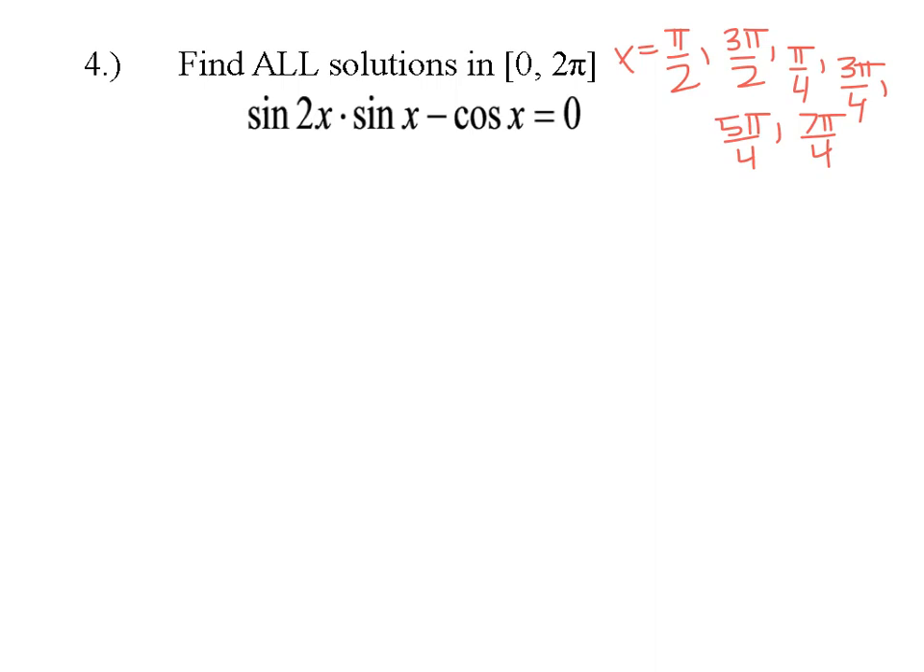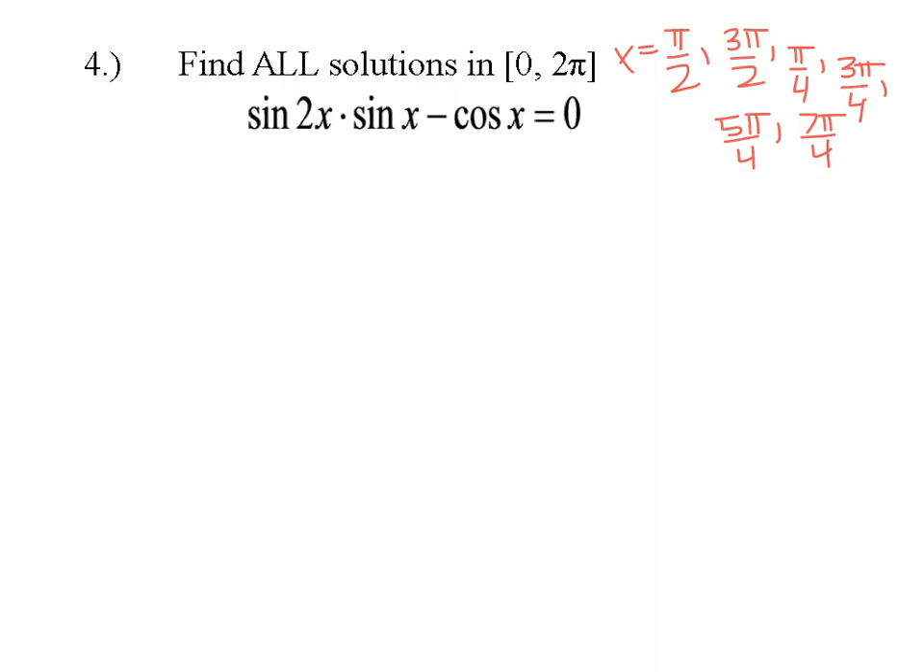All right, so for example number 4, if you've already worked it out, you should have gotten 6 solutions. Pi over 2, 3 pi over 2, pi over 4, 3 pi over 4, 5 pi over 4, and 7 pi over 4. So if you got all of those, go ahead and keep moving on. Otherwise, stick around here and we will go through this together.